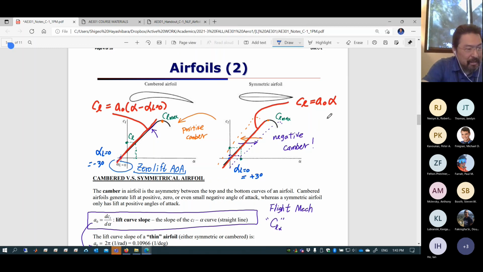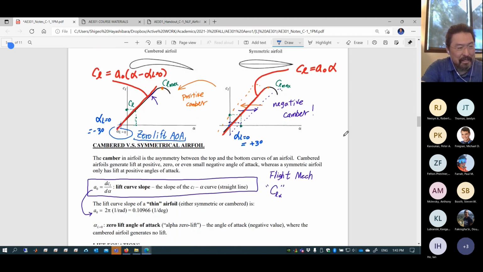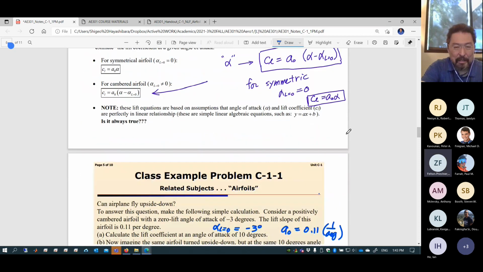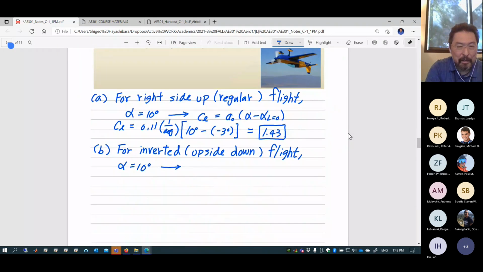Do you agree? Anybody agree about this? Makes sense. Okay, so now you know. So now inverted flight means alpha zero lift is +3 degrees.